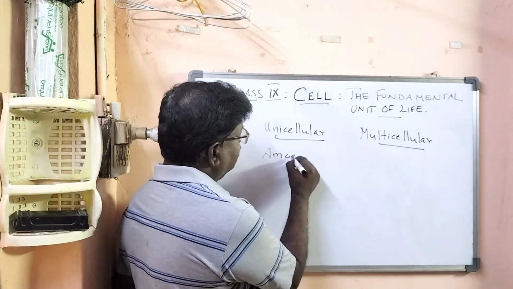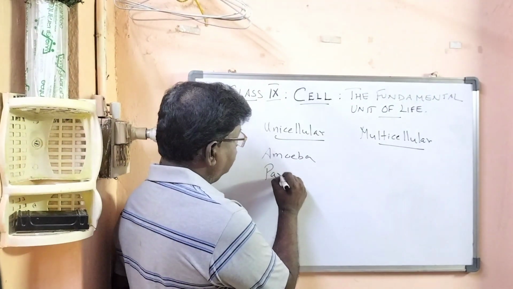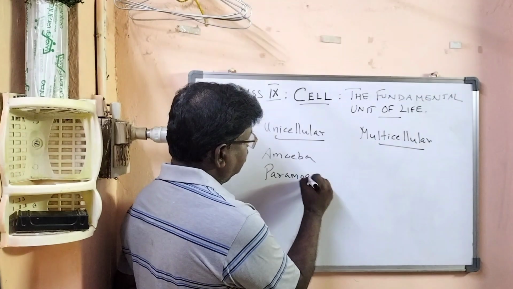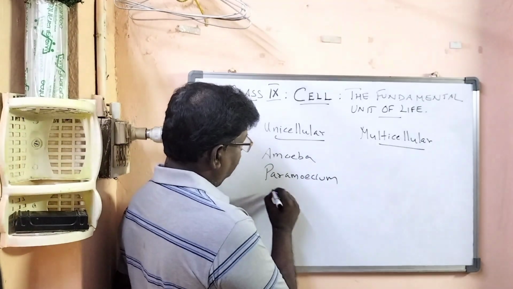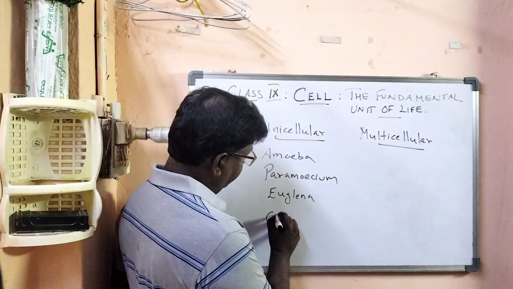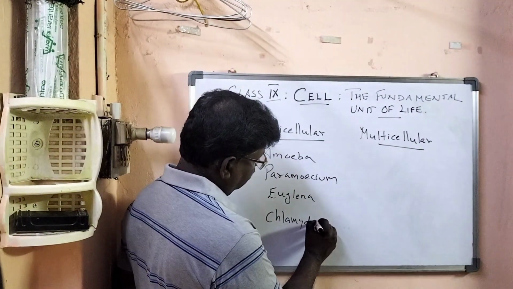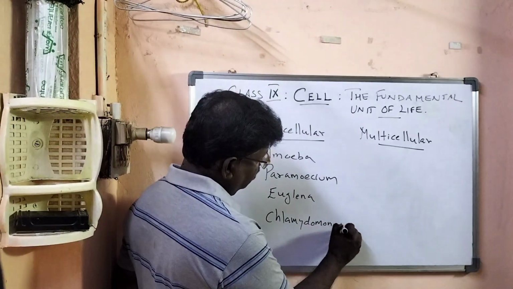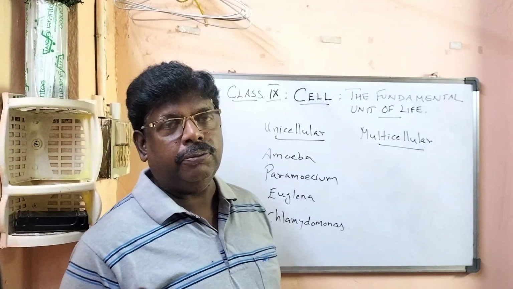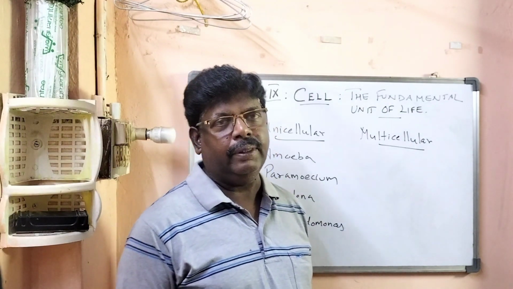Amoeba, paramecium, euglena, chlamydomonas. These are all examples of unicellular organisms, organisms that have a single cell.